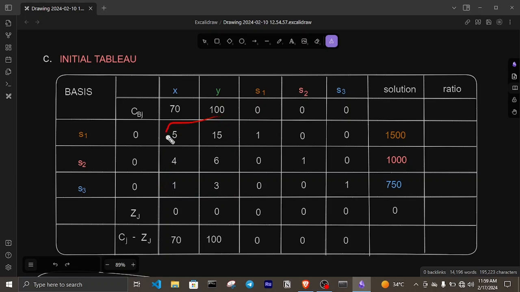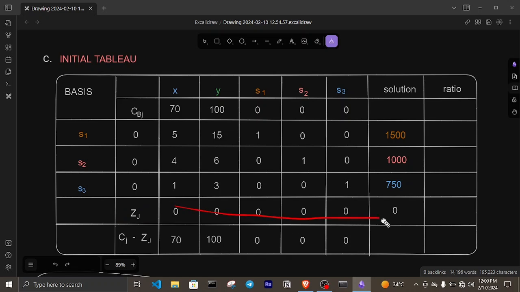Alright, now down here we have the CJ minus ZJ. This is the row we call the net evaluation row. To get the values on the net evaluation row, there are some calculations that we need to follow and some instructions that are given along with it. So how do we get ZJ values? Now you can see that its initial values are all zeros.